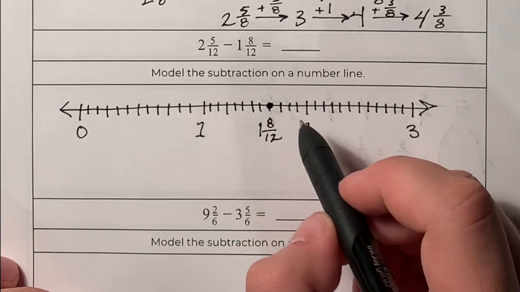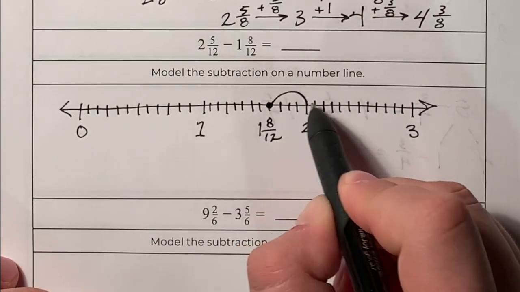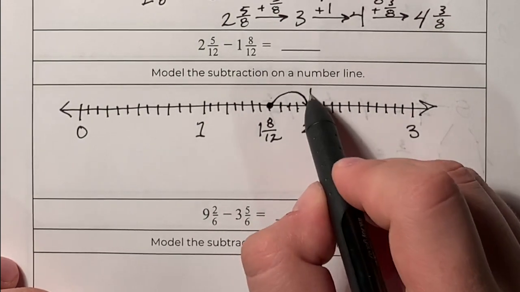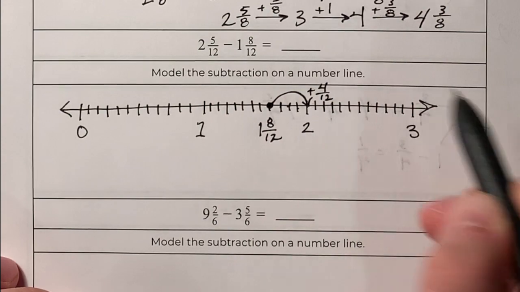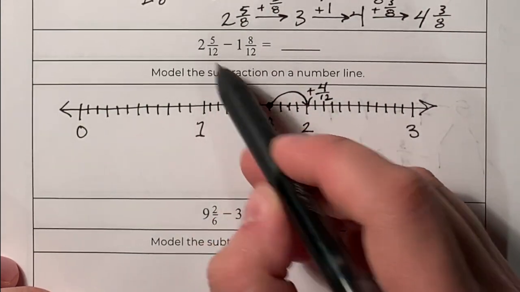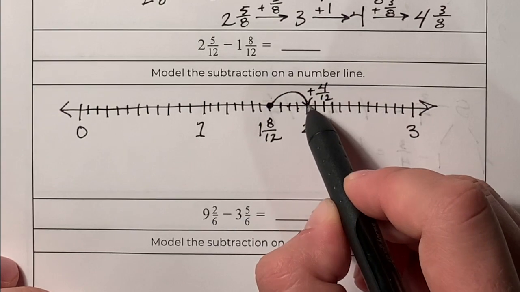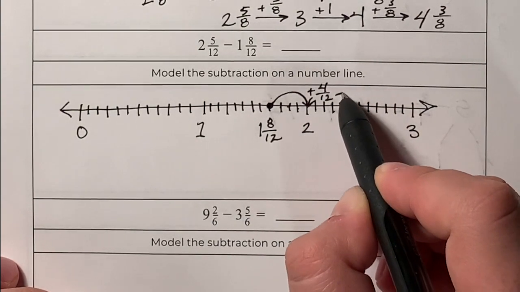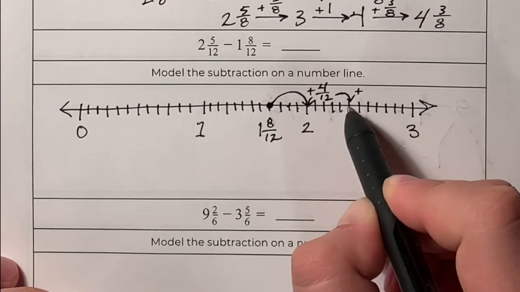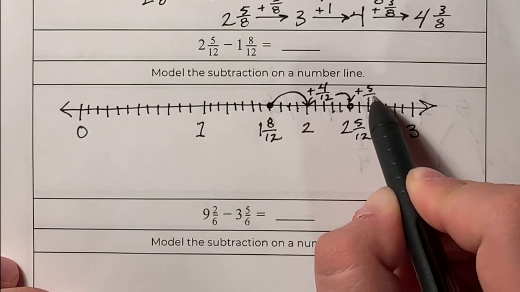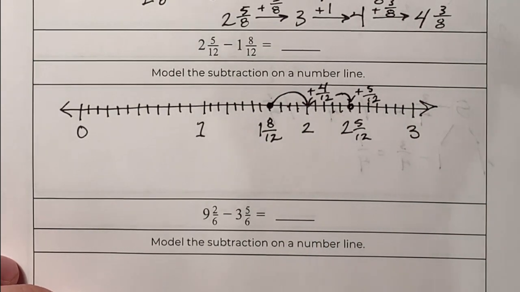I'm going to count up to the next whole number. And I add 1, 2, 3, 4 twelfths to get to the next whole number. I'm not going to go to 3 because I need to add 5 twelfths to get to my answer, 2 5/12.